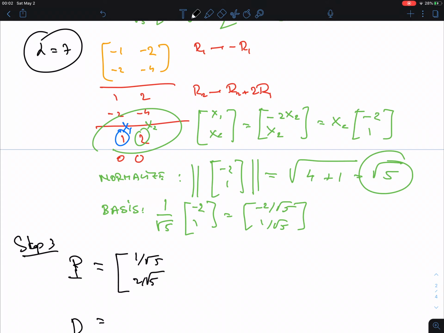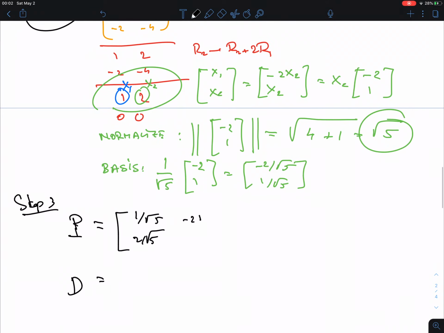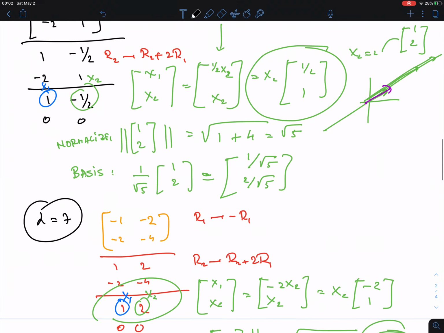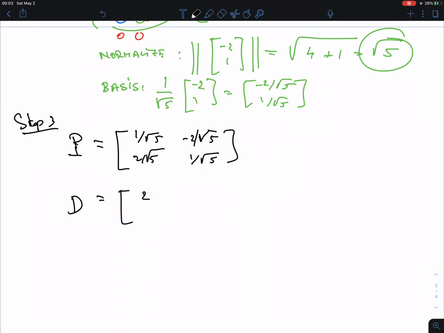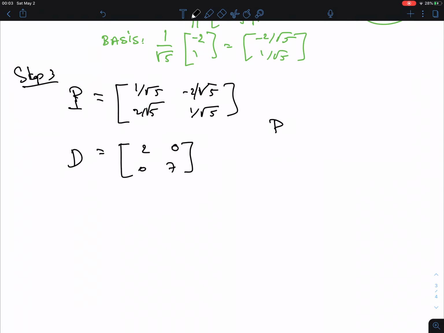And the new one was -2 over radical 5, 1 over radical 5, okay? And the corresponding eigenvalues were 2 and 7, so D is 2, 0, 0, 7. And we can, again, do the same trick here. I'll do it very quickly. So remember, this should be true. I say check, but this is not part of the question anymore. You don't have to do that, but you can just check.